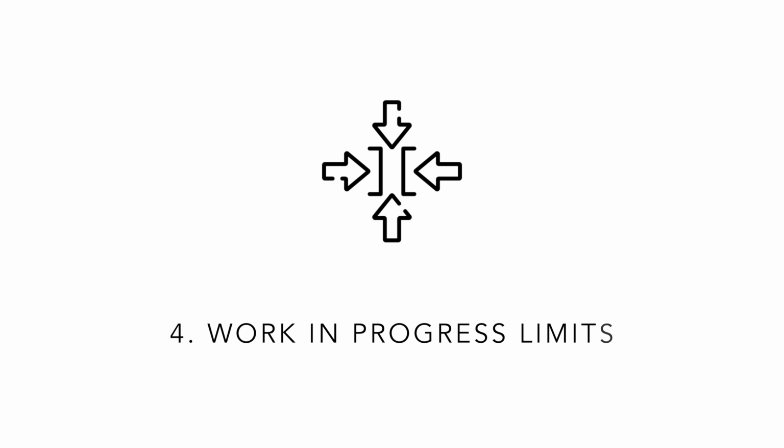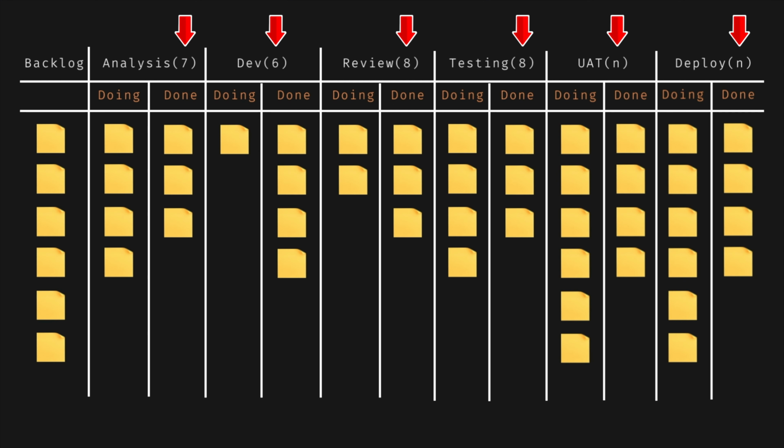Prerequisite number 4, work in progress limits. Now, I have talked about work in progress limits in my previous videos. These are nothing but a limit or the maximum number of items you can have in a particular step at a given time. I will discuss work in progress limits in complete detail in a separate video.